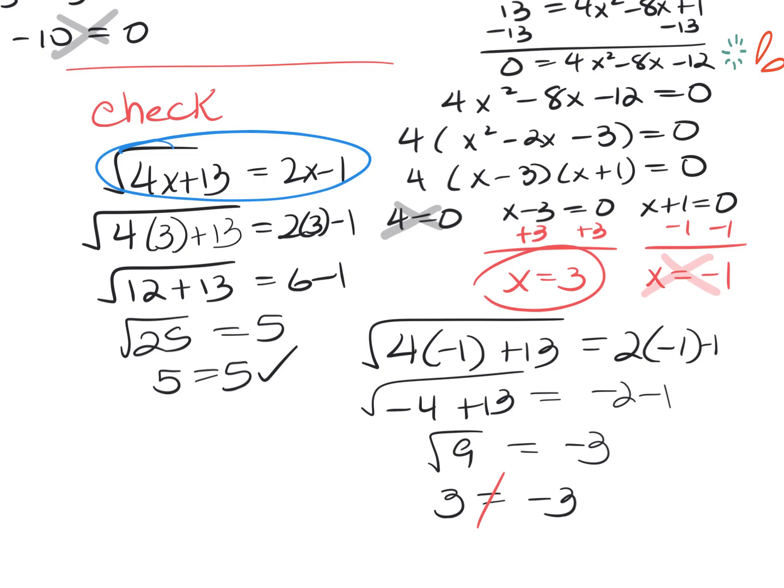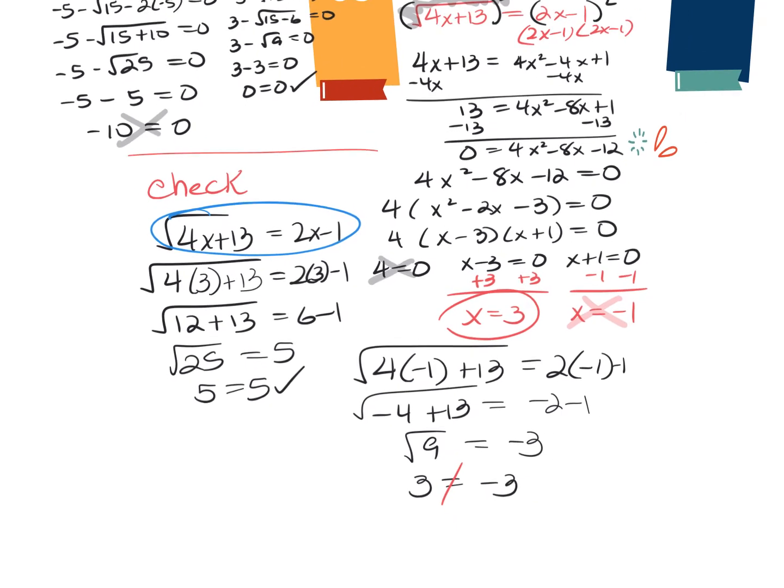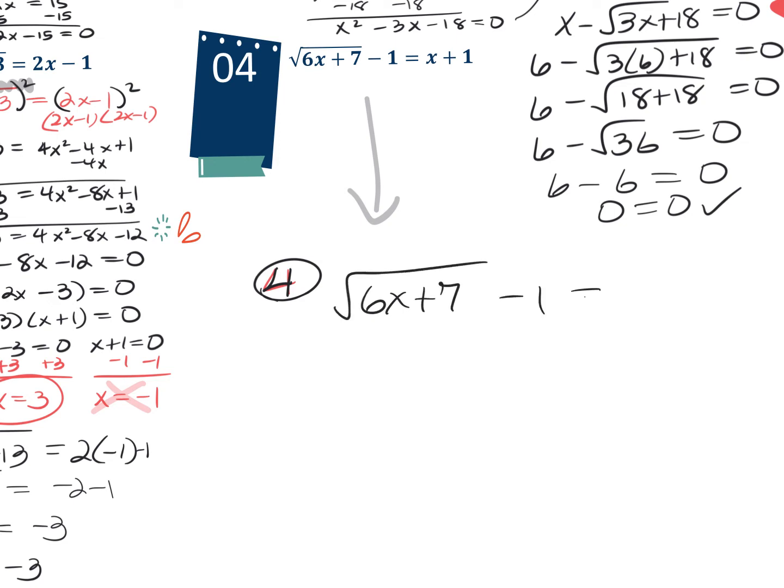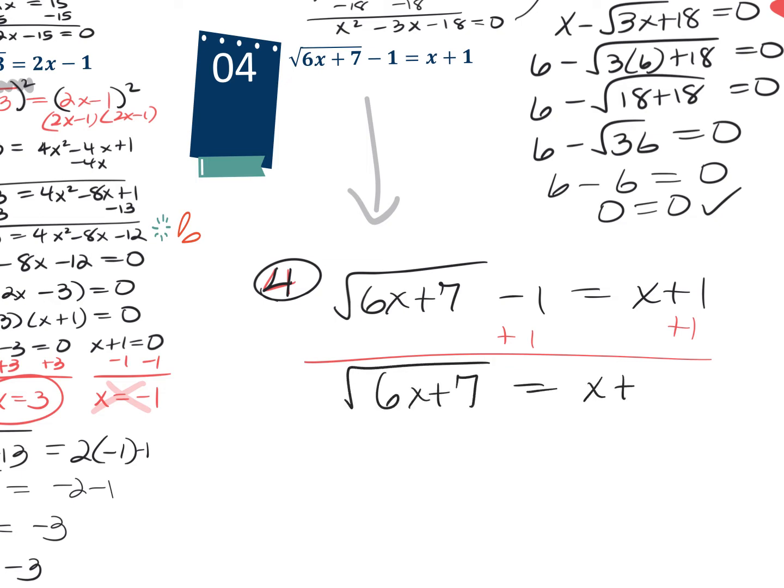The next one, again, same thing. Isolate the radical first. So on this one, and let me go ahead and just move it on down here so I don't get into that other problem. So the square root of 6x plus 7 minus 1 equals x plus 1. Isolate the radical first. So what I'm going to do is add 1 to both sides. My 6x plus 7 that's under this square root is now isolated. So now I can square both sides.